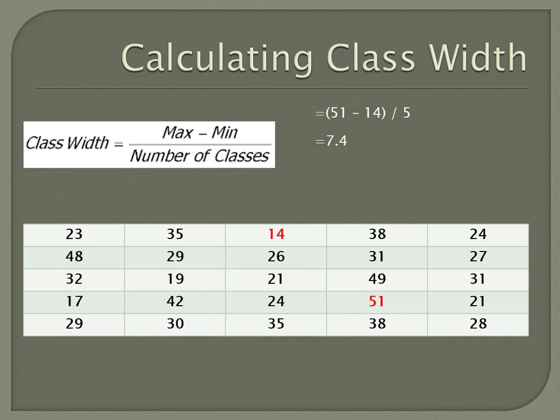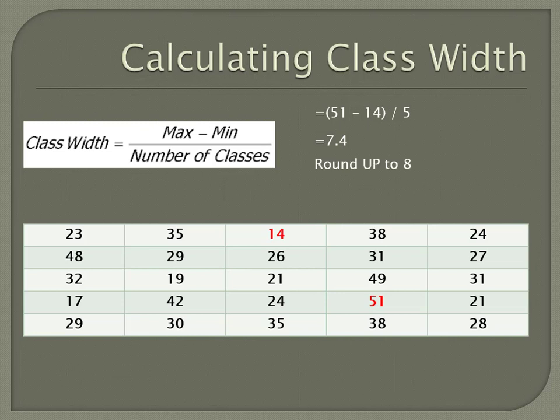And there is a special rounding rule when it comes to class width, in that you always have to round up to the next integer when you're calculating class width. And I have an example at the end of this video which shows you why that is. But for now, just remember that you always round up. If you get a decimal, you'll always round up. So in this case, 7.4, we would round it up to 8.